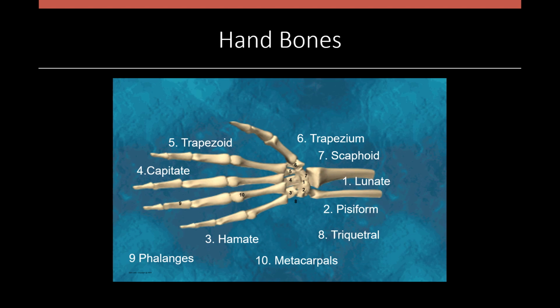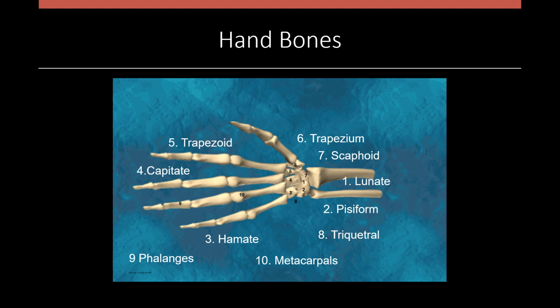We also have 3 bones ending in A-T-E. The first one is lunate. Now, lunate reminds me, lunar is when there's a full moon. The moon is known as lunar. So lunate is a moon-shaped bone. Hamate, which is number 3, reminds me of a hammer. And number 4 is capitate.